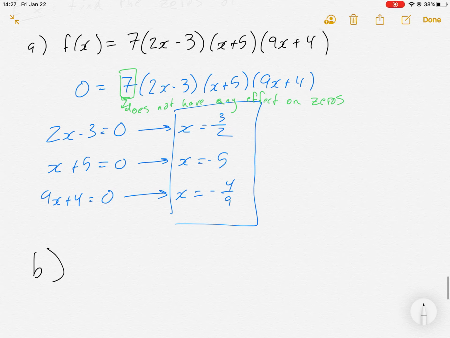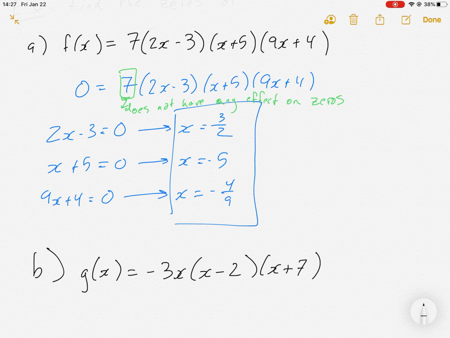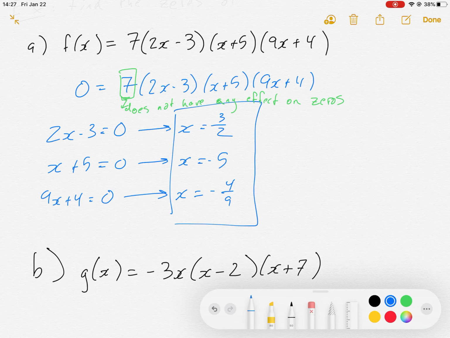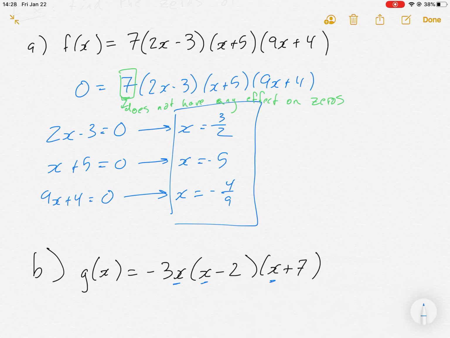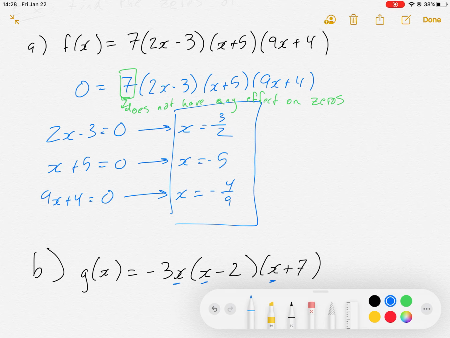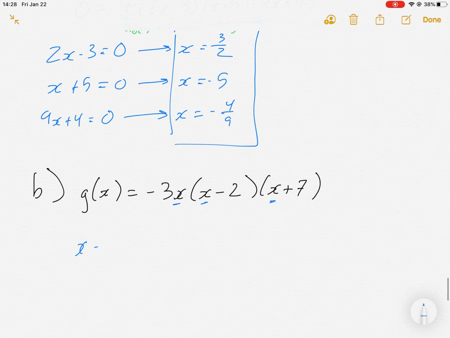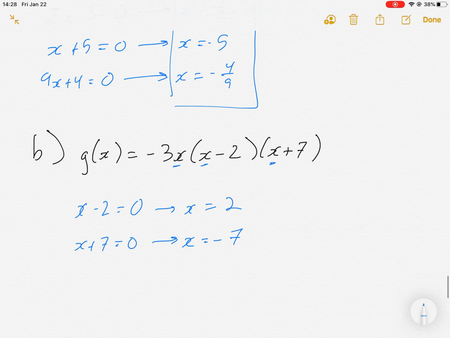Another one I want to do, and the reason will become apparent in a moment, is let's say I had -3x, and then x minus 2 and x plus 7. So notice how there are 3 x's here. The second x's might be kind of obvious, right? x minus 2 equals 0 means that x equals 2. And then x plus 7 equals 0 means that x equals -7. Those are two of my zeros.